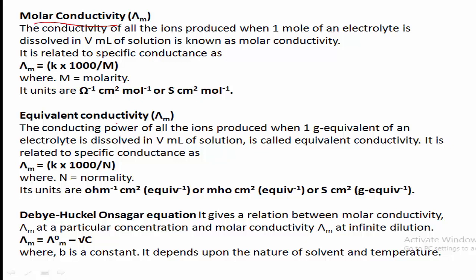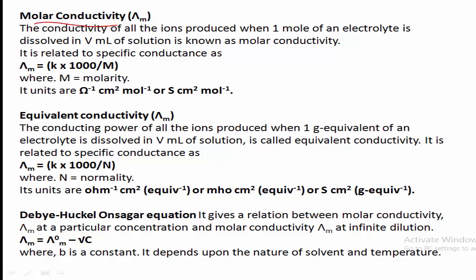Then equivalent conductivity: the conducting power of all the ions produced when 1 gram equivalent of an electrolyte is dissolved in V mL of solution is called equivalent conductivity. It is related to specific conductance as lambda is equal to kappa into 1000 divided by N, where N is normality, and its units are per ohm square centimeter or mho per square centimeter, or Siemens square centimeter per gram equivalent.